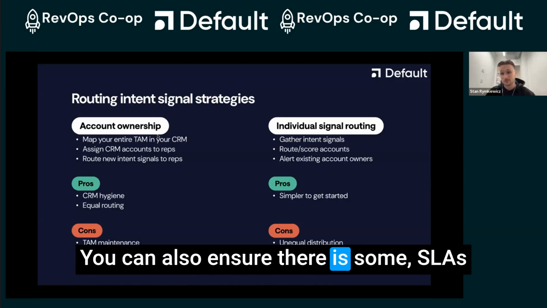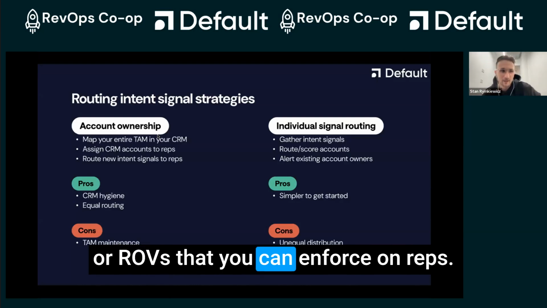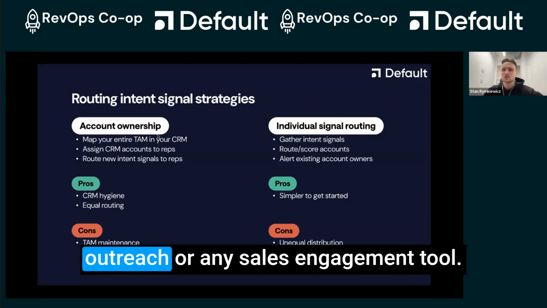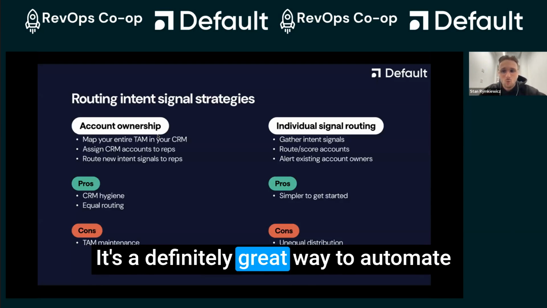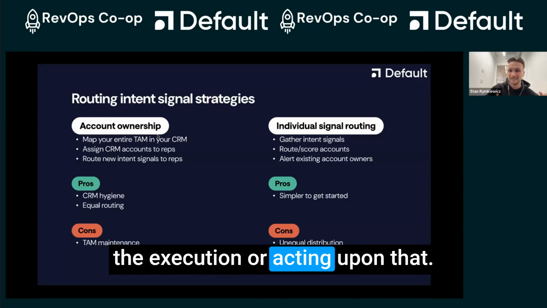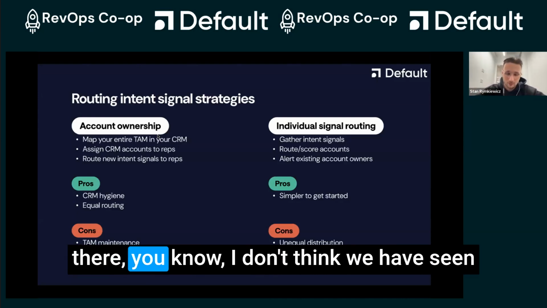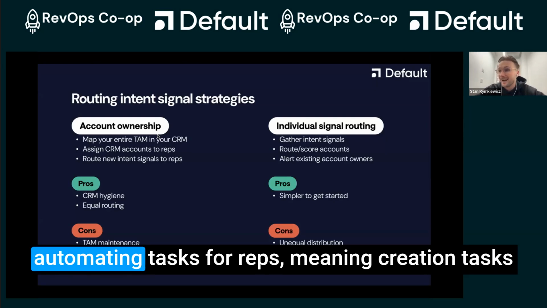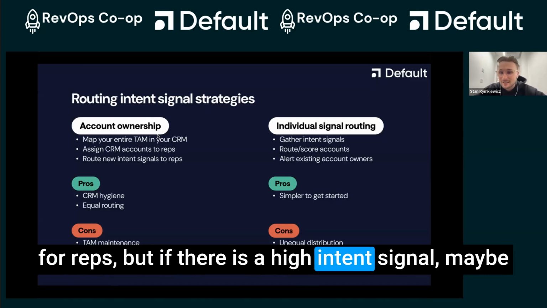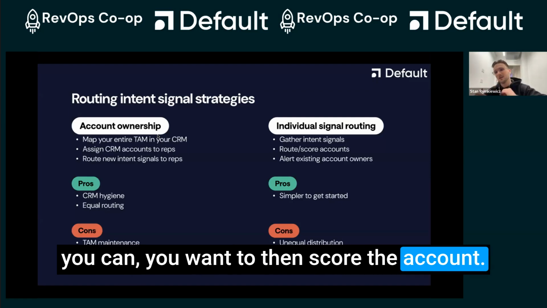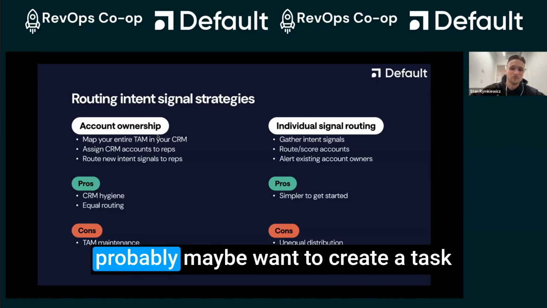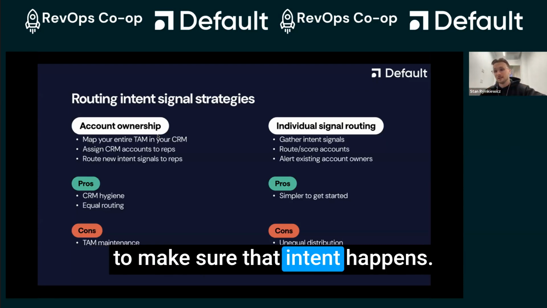You can also ensure there are some SLAs or rules of engagement that you enforce on reps, like tasks in Salesforce, tasks in Outreach, or any sales engagement tool. It's definitely a great way to automate as much as possible, yet leave the execution, the acting upon that, to the rep. I don't think we have seen automating tasks for reps, meaning task creation for reps. But if there is a high intent signal, maybe you want to score the account. And if there's a high intent signal from a high intent account, you probably want to create a task to make sure that action happens.